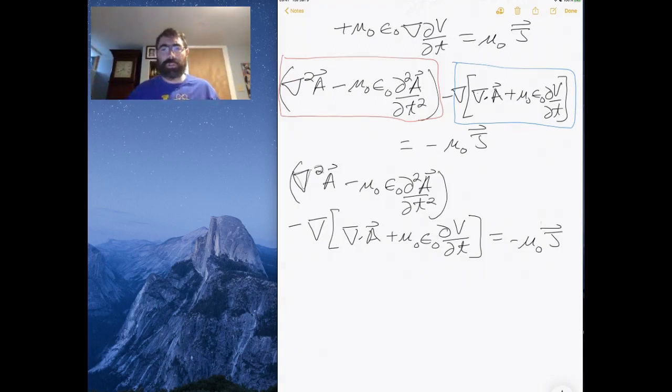So in the next lecture, what I'll do is we'll go over an example of how we can apply these equations.